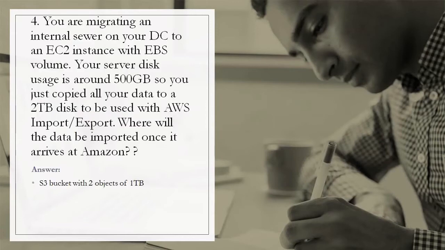Question number 4: if you are migrating an internal server in your data center to an EC2 instance with an EBS volume, and your server disk usage is around 500 GB, so you copied all your data to a 2 TB disk to be used with AWS Import/Export, where will the data be imported once it arrives at Amazon? Answer: an S3 bucket with 2 objects of 1 TB.